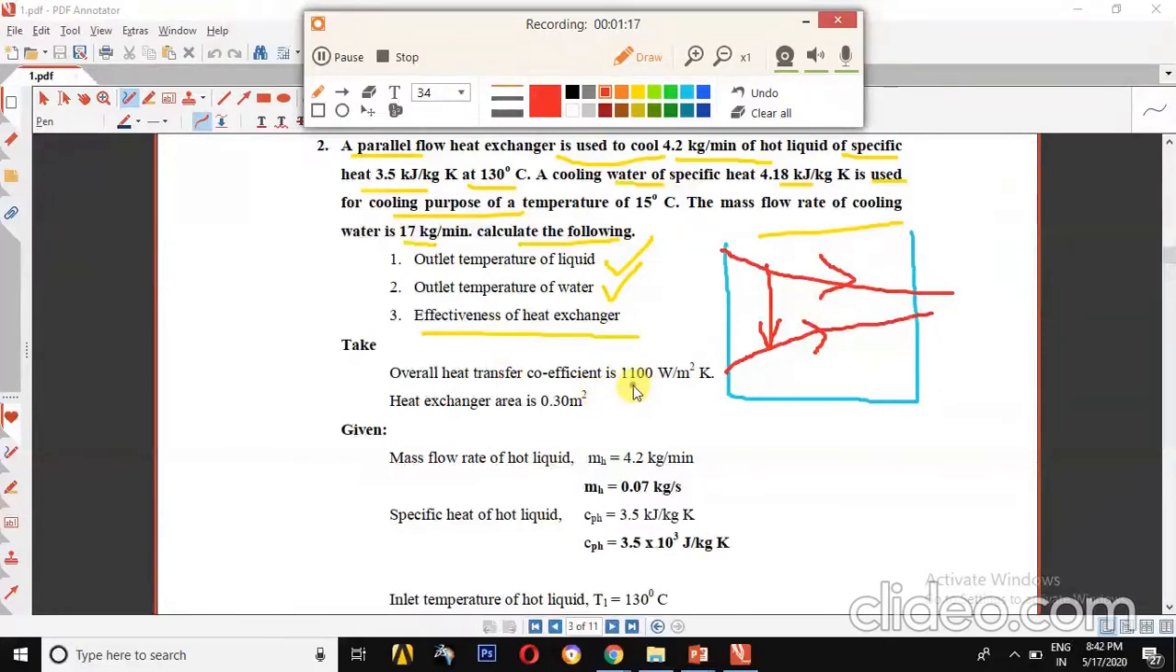Overall heat transfer coefficient is 1100 watt per meter square Kelvin. Heat exchanger area is 0.30 meter square. Mass flow rate of hot liquid is 0.07 kg per second. Specific heat of hot liquid is 3.5 kilojoule per kg Kelvin. And as already mentioned, the inlet temperature of the cold fluid is 15 degrees Celsius and the mass flow rate of the cold fluid is 17 kg per minute.